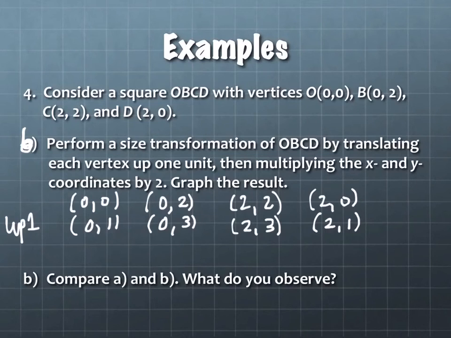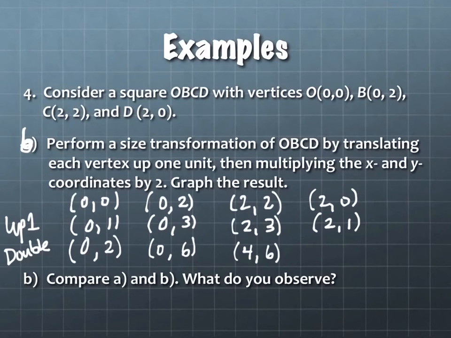And then what am I supposed to do? Double them, right? Okay, doubling 0 is 0. Doubling 1 is 2. 0, 6, 4, 6, 4, 2. And we will call each of these the same letters we had before, O, B, C, D, but we'll do double primes just to designate them differently. So this is O double prime, B double prime, C double prime, D double prime.